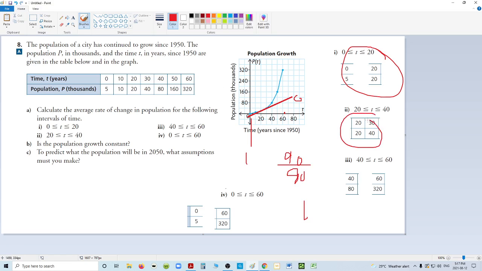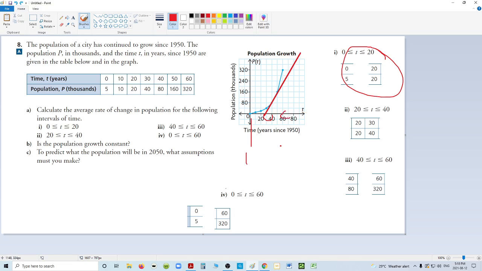What's going to happen from 20 to 30? 20 to 30, did they actually ask us 20 to 30? 20 to 40, no, 40 to 60, sorry, 40 to 60. So 40 to 60 is right here. So you can see the line is going to be the steepest from there. And if I draw a line through that, I'm going to get like that. Close, but no cigar.